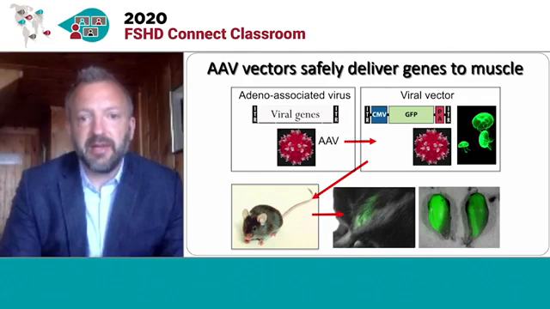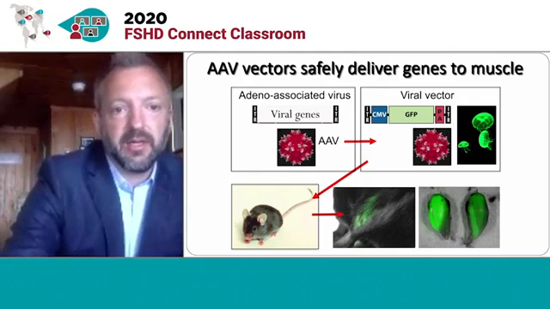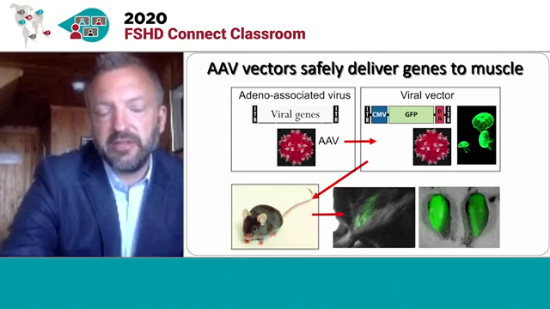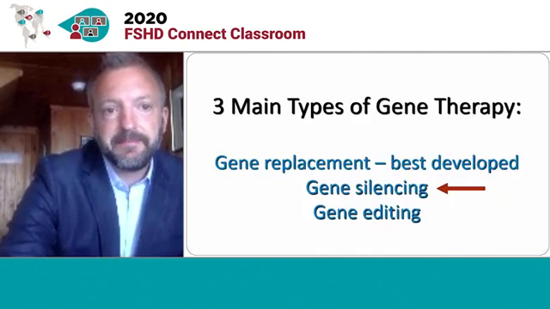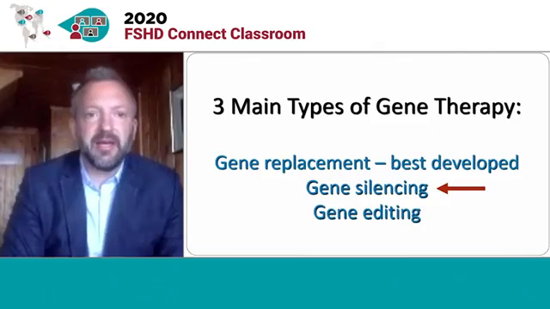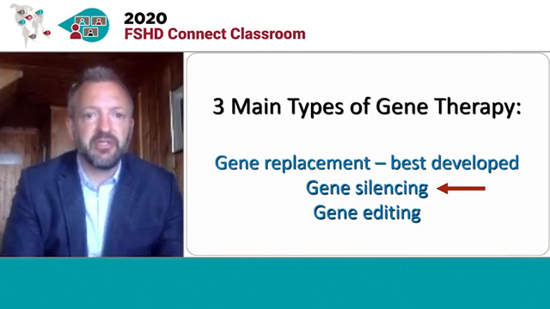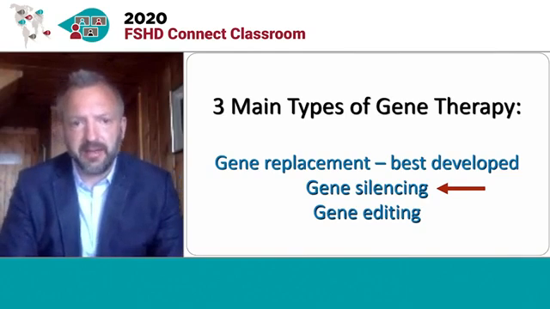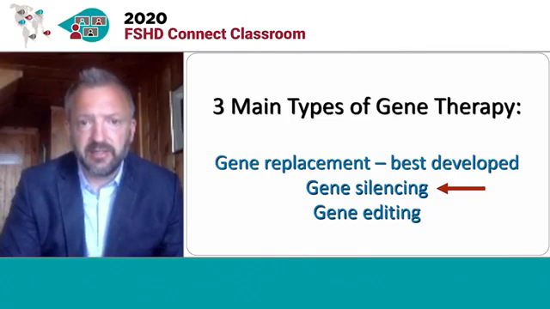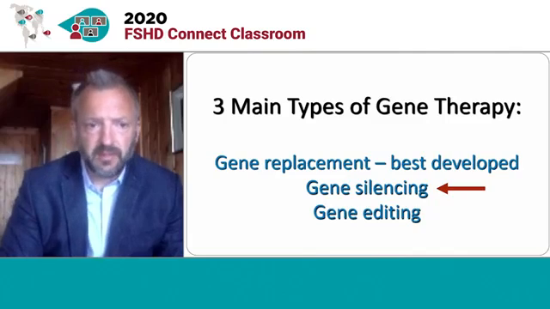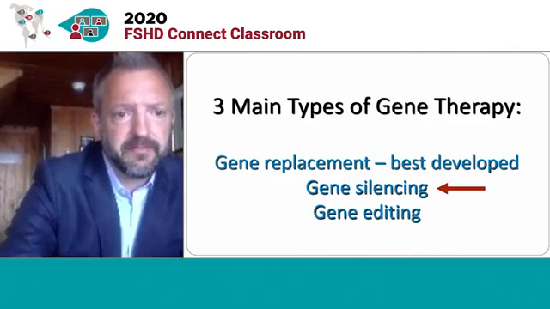The same concept applies when we want to deliver a therapy, and we would switch out that GFP gene for a therapy. The main types of gene therapy that people are developing are gene replacement, gene silencing, and gene editing. Gene replacement is the best developed, and the current products on the market are gene replacement strategies. That means a gene is missing in a genetic disease and you add a good copy back. In our case, because our target is DUX4 and we want to shut it off, we want to develop gene silencing strategies. And that's what I'll be telling you about in the next few slides.